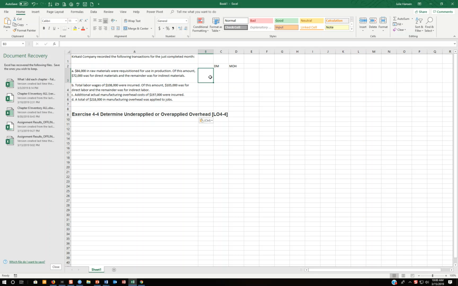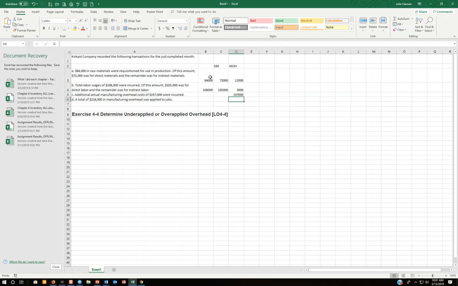So let's take the 84,000, and it said that 72,000 was for direct materials, which means the balance was basically indirect materials or manufacturing overhead. Then it says total labor wages were 108, and of that 105 was direct, so that means the remainder is manufacturing overhead. Okay, additional actual manufacturing overheads were incurred of 197.